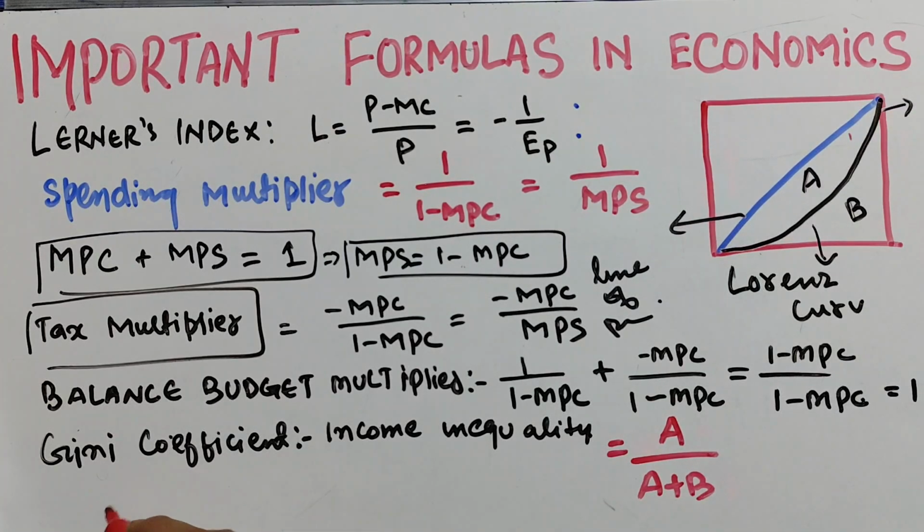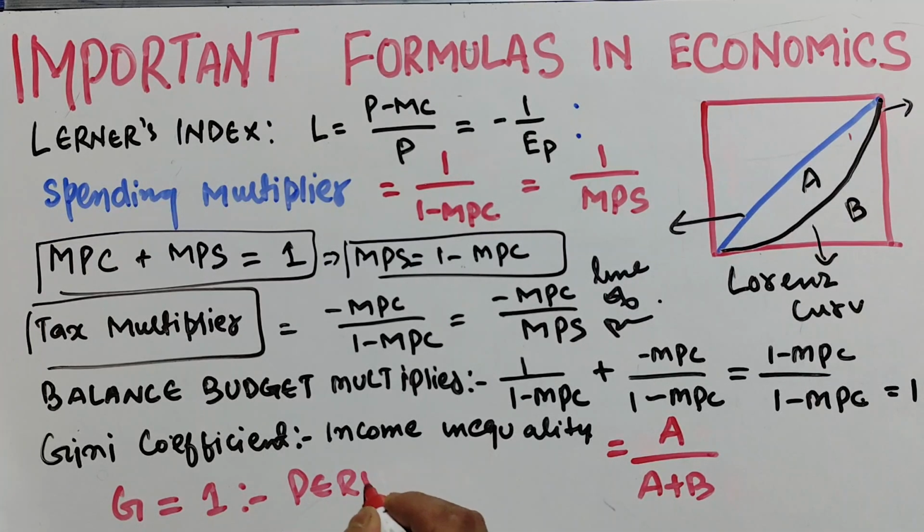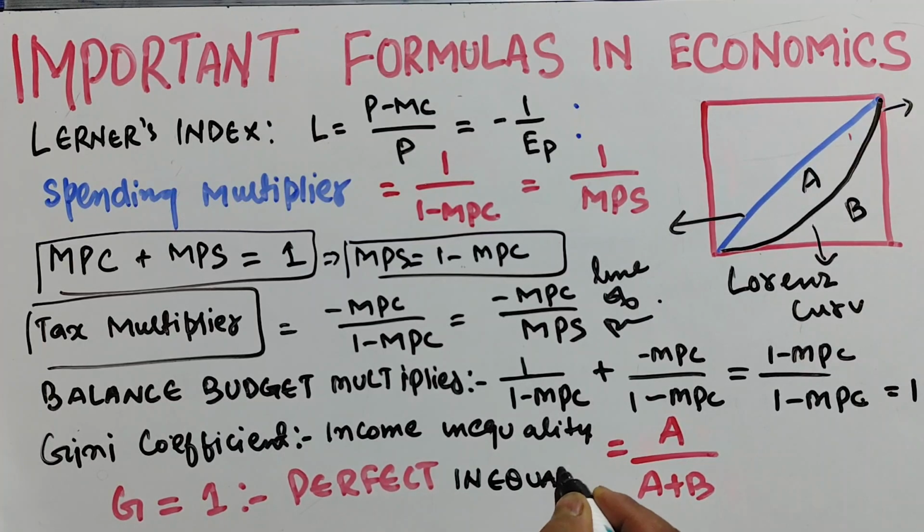If the Gini coefficient is equal to 1, we say we have perfect inequality. If the value of the Gini coefficient comes out to be 0, we say we have perfect equality.